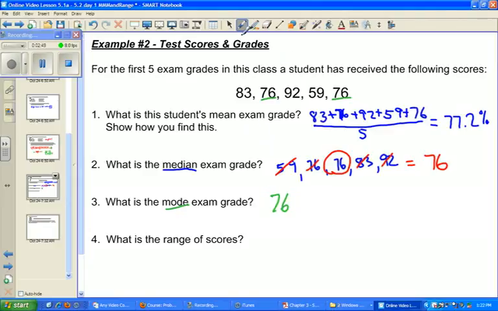Range. If you remember what range is, there's a nice little formula, not very technical, but it's correct. It's the highest number minus the lowest number. So in this case, our highest score is a 92, and our lowest score is a 59. When we subtract 92 minus 59, we find the range of scores to be 33%, or a range of 33.